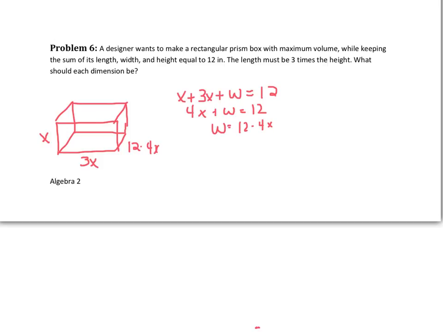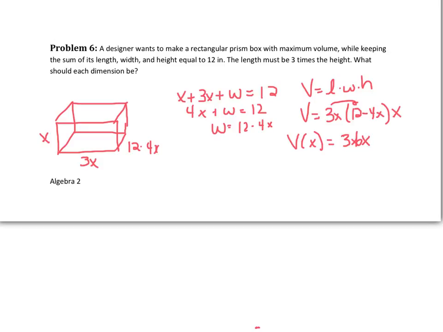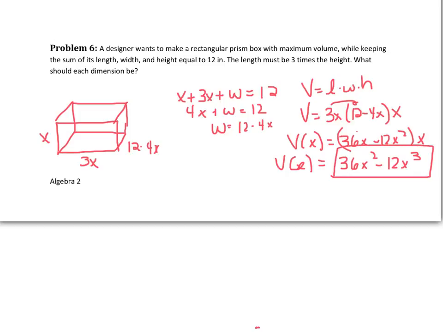So volume, if you recall, equals length times width times height. So my length again is 3x, my width is 12 minus 4x, and my height is x. And we want to maximize this. So if I just clean this up a little bit, let's distribute here. I get 36x minus 12x squared, and then we're going to multiply through by x. So we get 36x squared minus 12x cubed. And that would be the function I want to maximize.